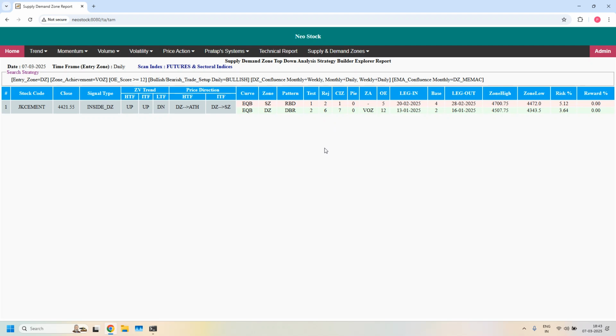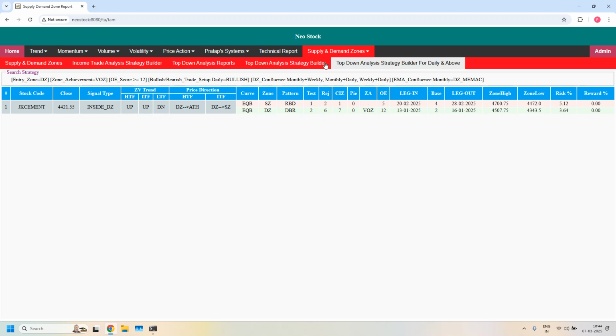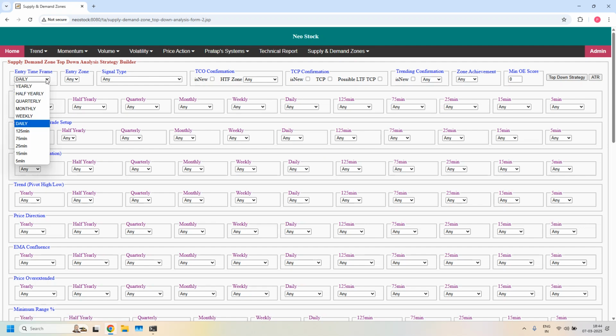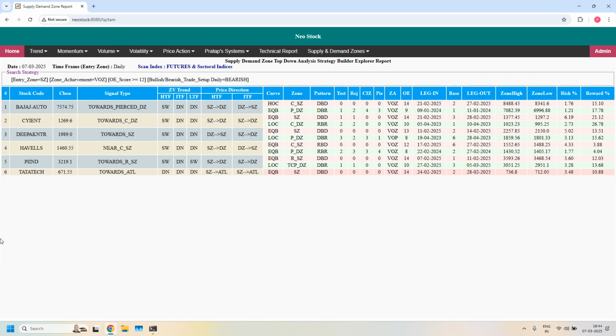So this is about bullish trade setup for monthly income trade. Next, bearish trade setup for monthly income trade. Entry time frame is daily. Entry zone, supply zone. Bullish or bearish trade setup at daily, I am selecting bearish. Zone achievement violated opposing zone. Minimum odd and hands score 12. With these filters, we got 6 stocks.